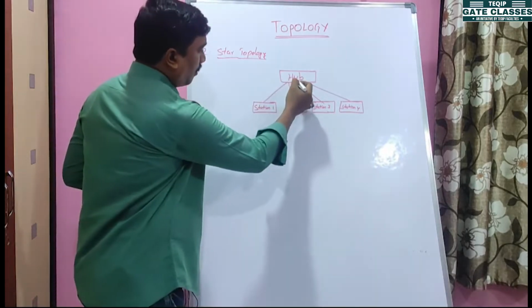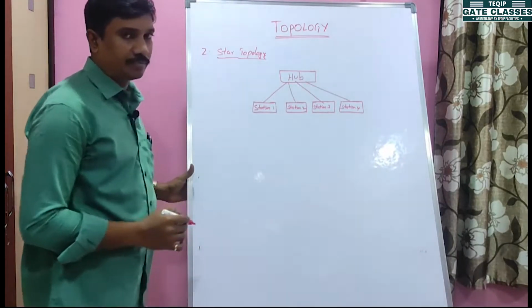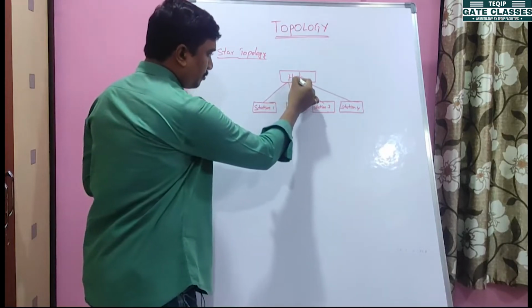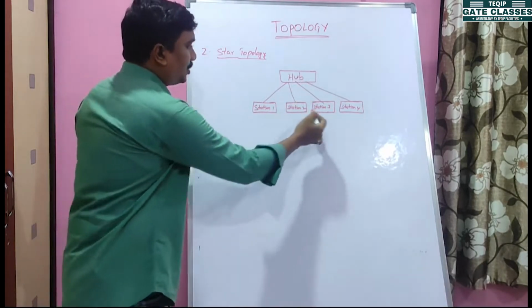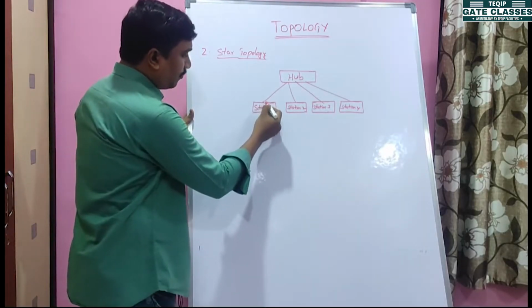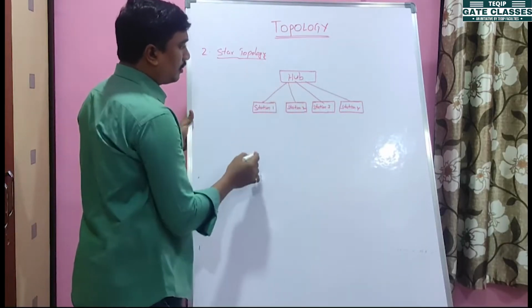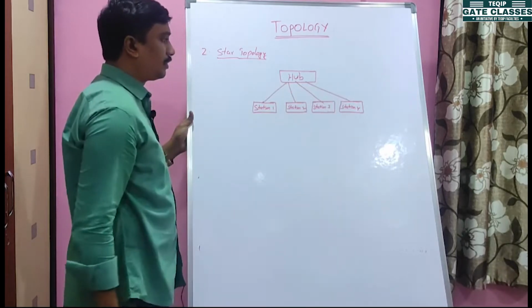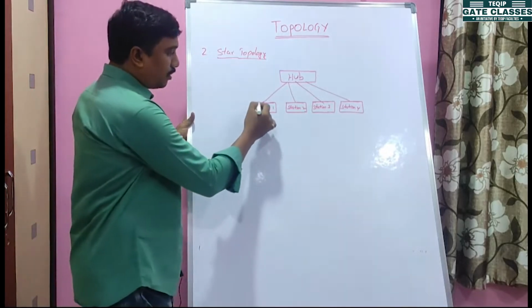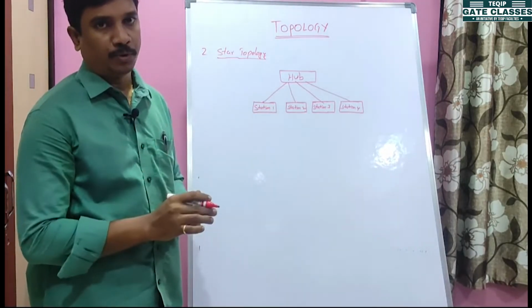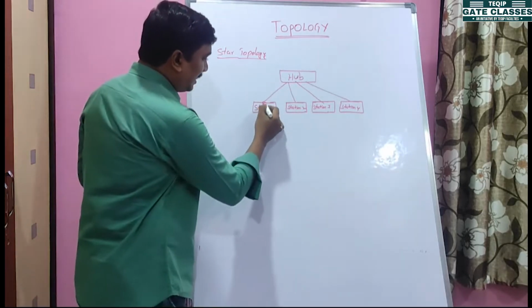You can see in the star topology, one centralized hub or switch is there, and these are the stations. Only one cable is required from station 1 to the hub. Similarly, station 2 to hub, station 3 to hub, station 4 to hub, which means only one port is required. Only one cable and only one port. But it is a dedicated line.